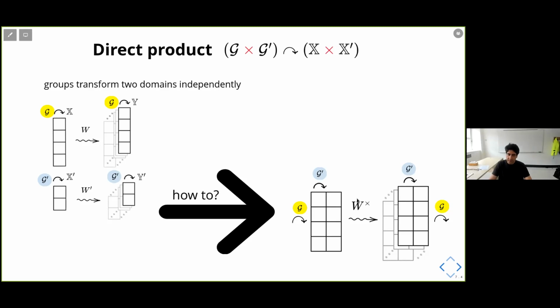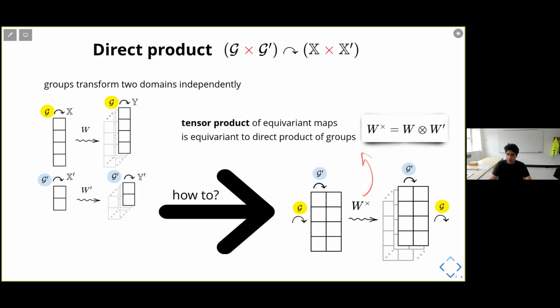You can show that... I don't know if you can see this side of the screen. Do they have the zoom on this side? Can you see this side of the screen, or is it blocked? Yeah, I can see it.